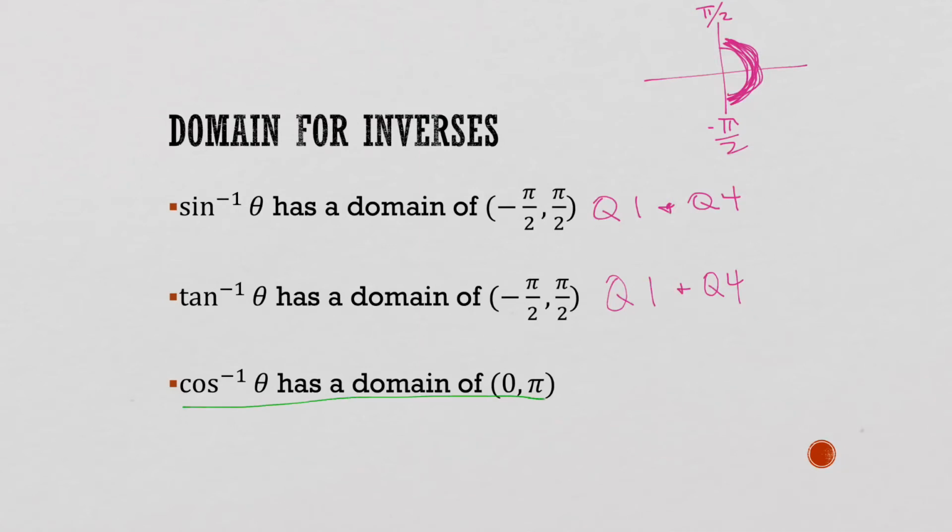But cosine's domain goes from 0 to pi. So cosine lives up here, from 0 to pi, because here is pi, and here's my 0. So cosine lives in quadrant 1 and 2. Now, what does that mean and how does it help me?